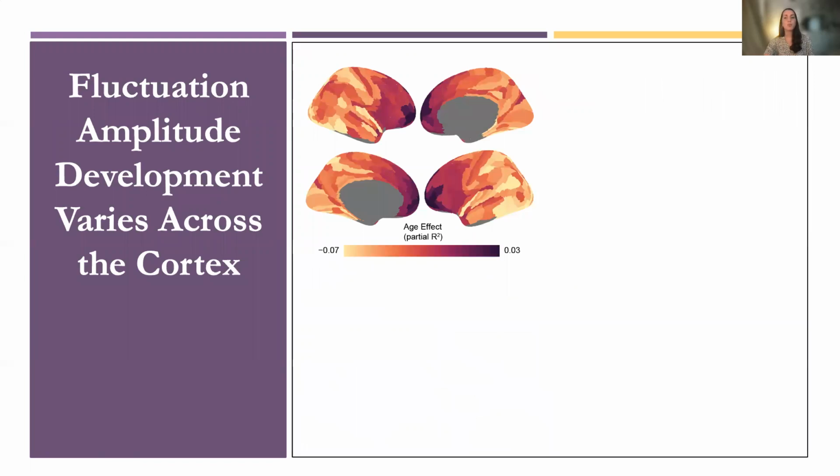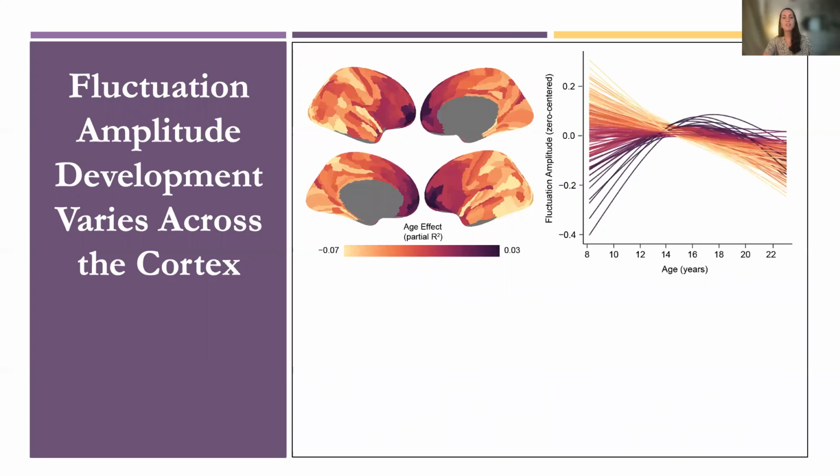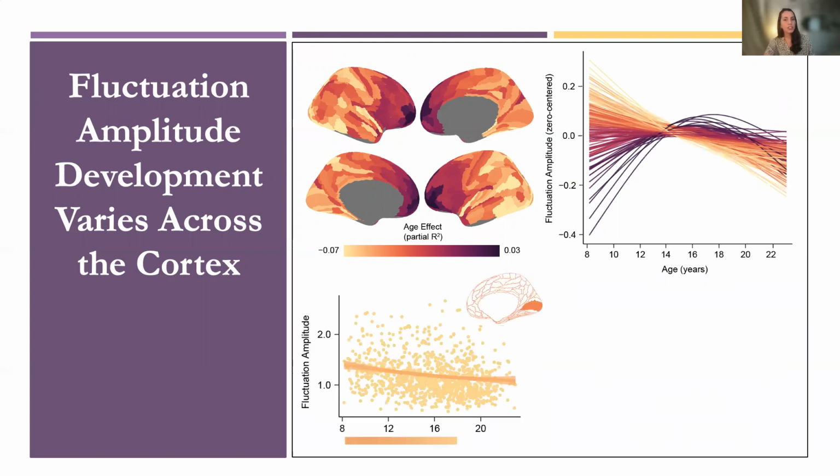The first thing that we observed was that the magnitude and direction of BOLD fluctuation amplitude age effects varied across the cortex. We further visualized this variability by plotting fluctuation amplitude age fits in individual cortical regions. So each line here is a region, which revealed this cortical continuum of developmental trajectories. And in general, sensory regions, for example, primary visual cortex shown here, exhibited large and earlier declines in fluctuation amplitude, which are potentially indicative of a decrease in or decorrelation of spontaneous activity.